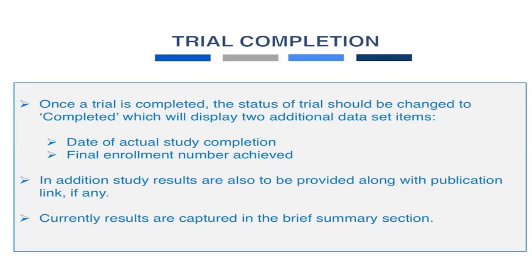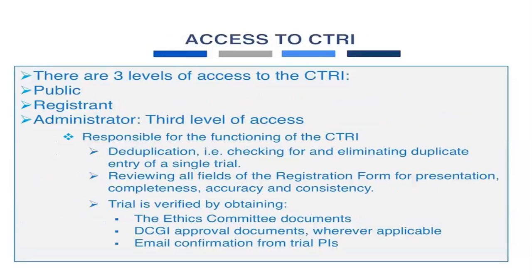Now, in these additional data set items, you are going to find the date of actual study completion, when the particular study is completed. That particular date is going to be mentioned. Then the final enrollment number achieved, right? Whatever the final enrollment number achieved, you will find there. In addition, the study results are also to be provided along with a publication link, if any. Currently the results are captured in the brief summary section.